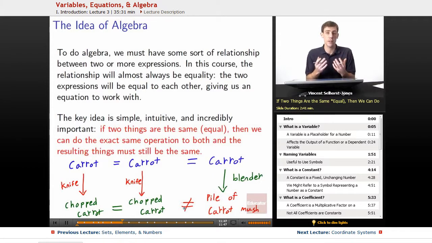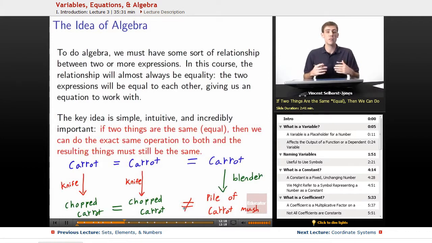We no longer have that relationship of equality that we really want to be operating on. If you shove the carrot into a blender, you're going to have something totally different than if you had chopped it up, right? If we do the exact same chopping to the carrot, we wind up getting the same pile of carrots. But if we do a totally different thing, like shove it into a blender, we've got something totally different at the end. We've got this pile of carrot mush, and it's nothing like what we've got from the other two. So the idea here is we have to have the same operation be applied to both.